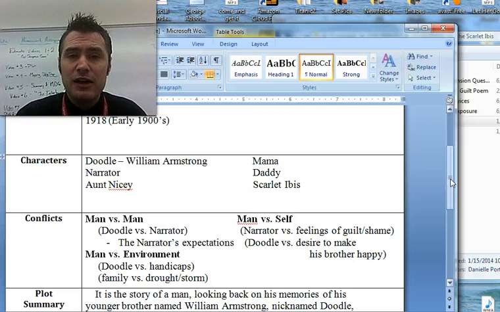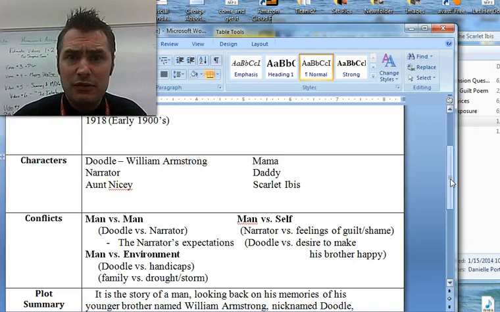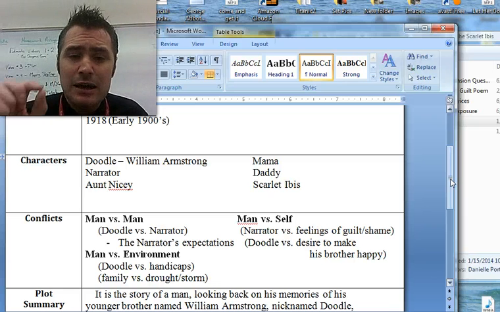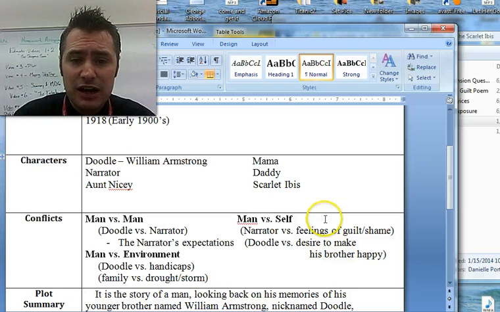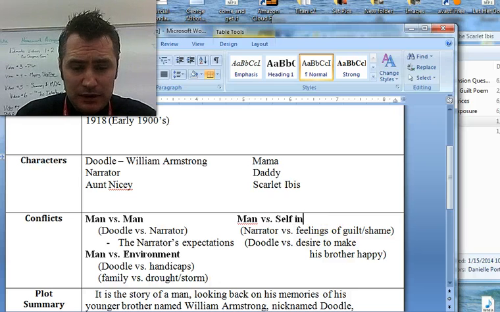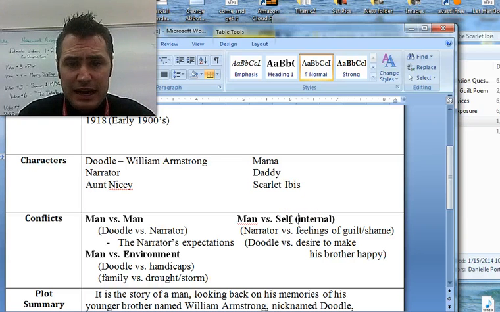Man versus self. People think, isn't man versus self the Doodle versus his handicaps? It's not. Man versus self is an internal conflict. Okay, boys and girls? Internal conflict. That's an internal struggle. Make sure you understand that. So Doodle versus his handicaps is not a man versus self thing.